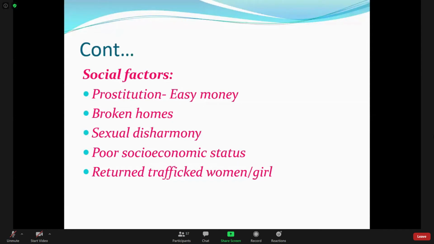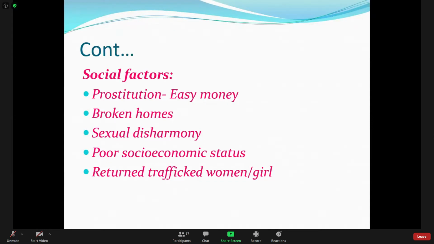And sexual disharmony. Due to sexual disharmony, a male or female may seek another sexual partner for fulfilling their sexual desire. If there is sexual disharmony, there may be a strained relationship between husband and wife. So to fulfil their desire, they can seek another sexual partner. That can create extramarital affairs.